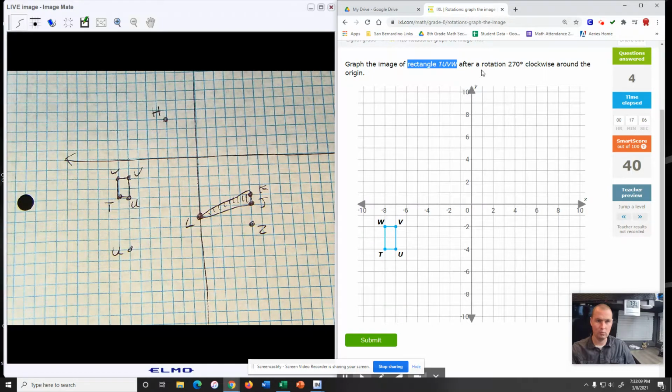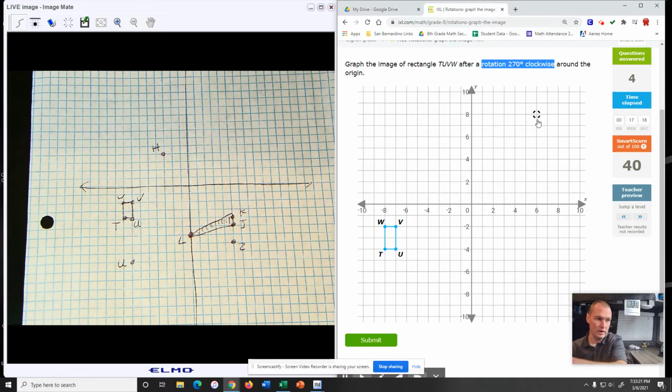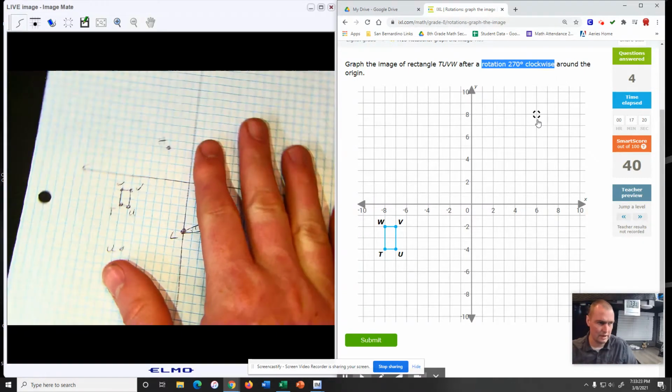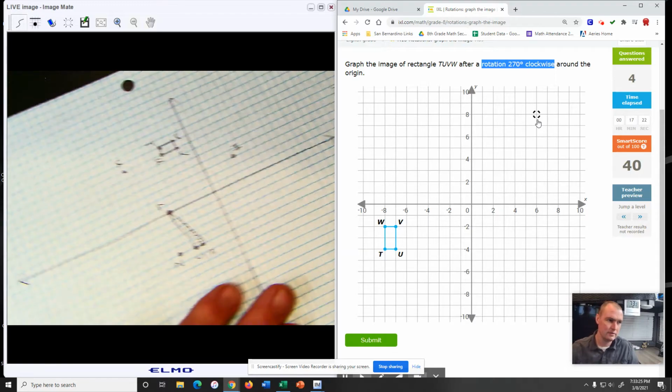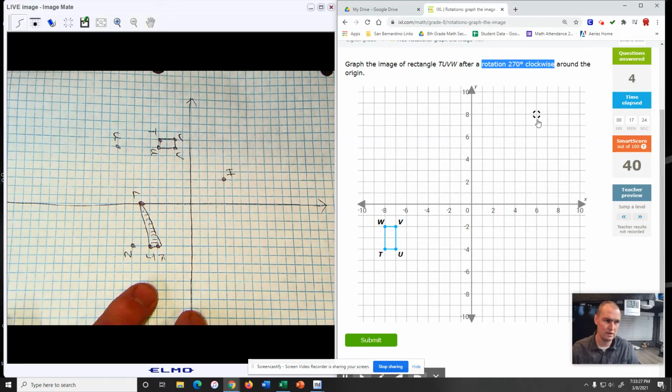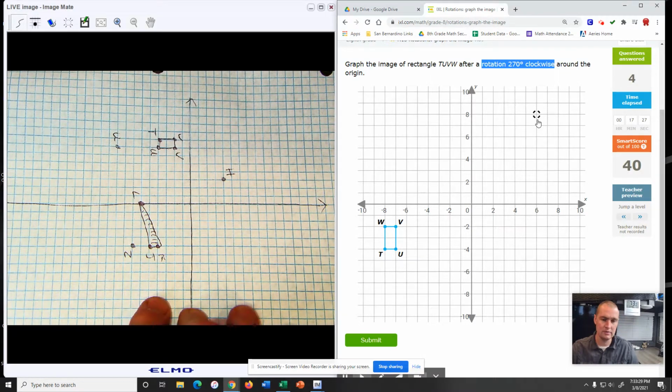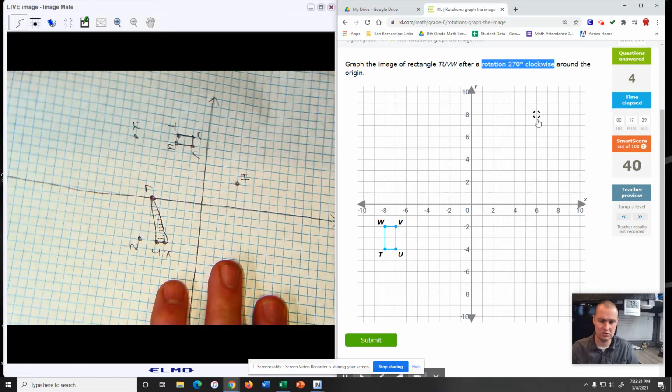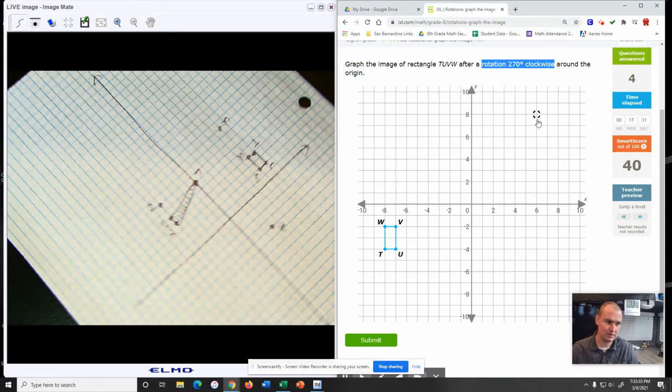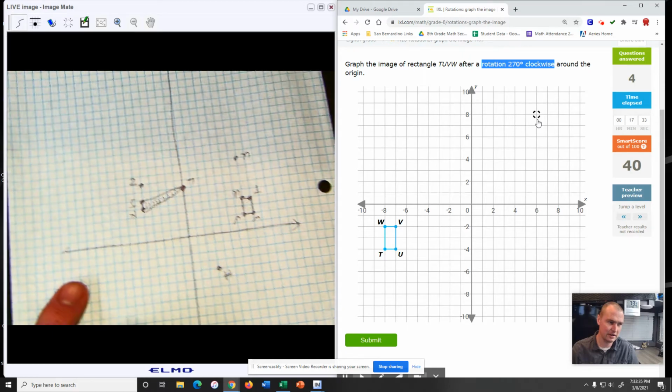Now the next step is, what are we doing with it? Notice that we are rotating it 270 degrees clockwise. So we're going to turn the paper towards the right on the upper end. We're going to turn the graph paper 90 degrees. Okay, that is now 90 degrees. I'm going to turn it again because I need to go to 270.